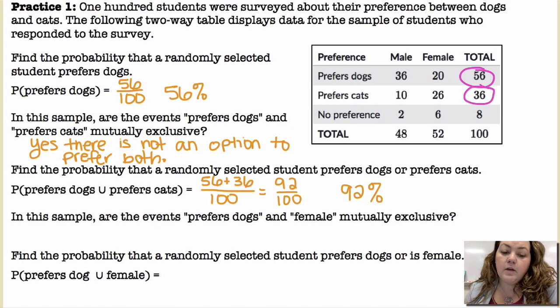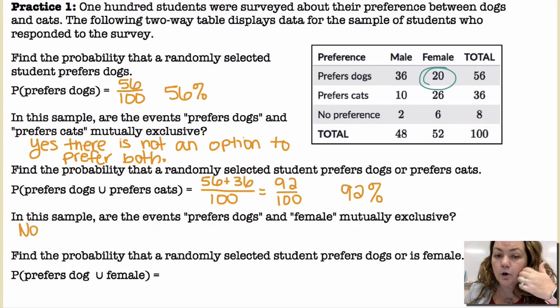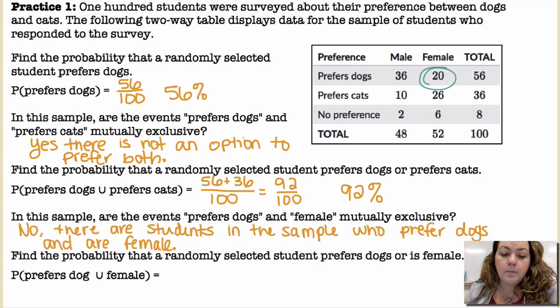In this sample, are the events prefers dogs and female mutually exclusive? Okay, well, you can prefer dogs and you can be a female. So that is a no. There are students in this sample who prefer dogs and are female.